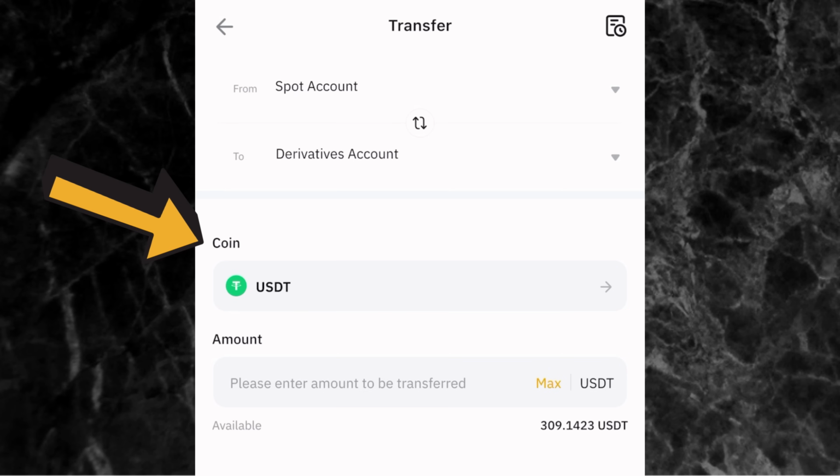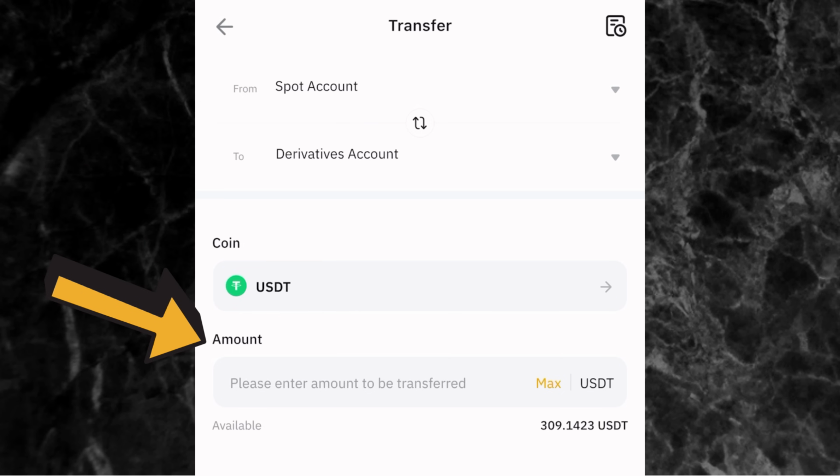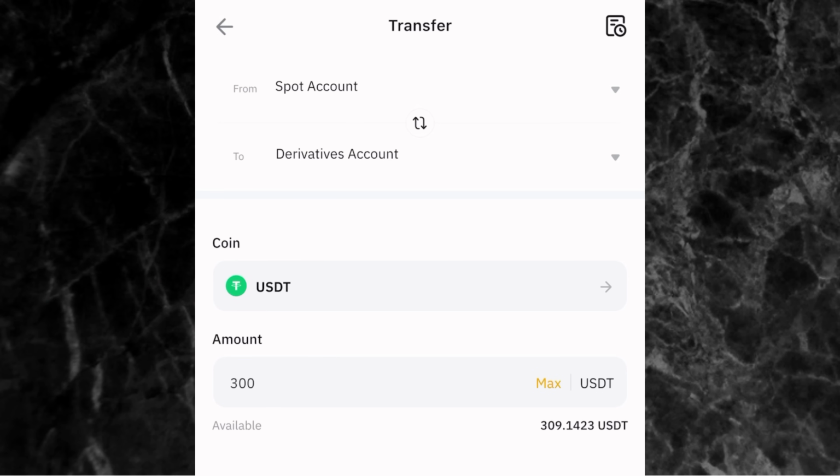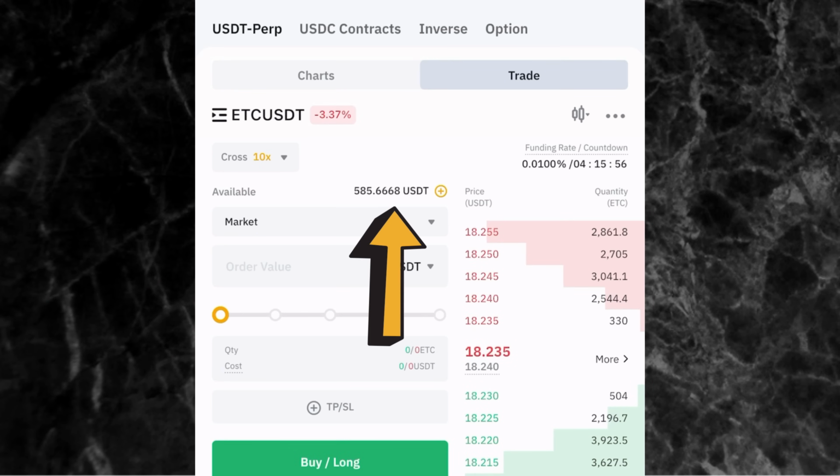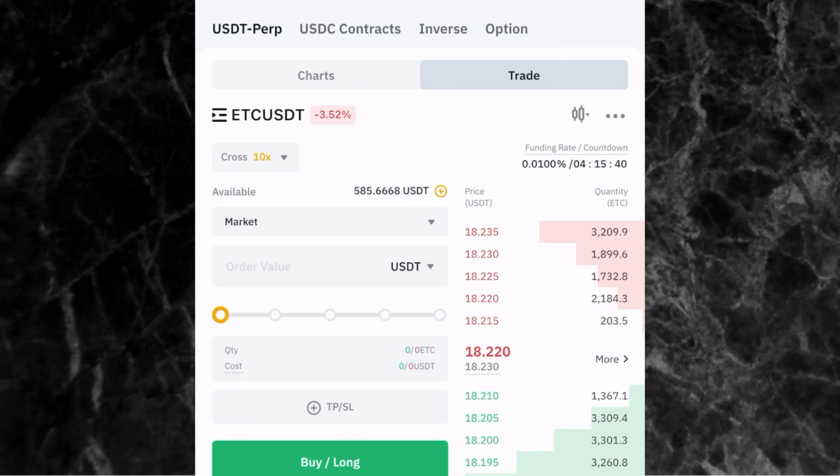The coin I want to transfer is USDT, and then the amount I want to transfer. So, for example, let's say I want to transfer 300 USDT. Just enter 300 right there and tap on confirm at the bottom of the screen. As you can see right here where the arrow is pointing to, I now have 585 USDT in my derivatives wallet. Before I did the transfer, I had about 285 USDT in the wallet, and because I've transferred 300 USDT, I now have 585 USDT.